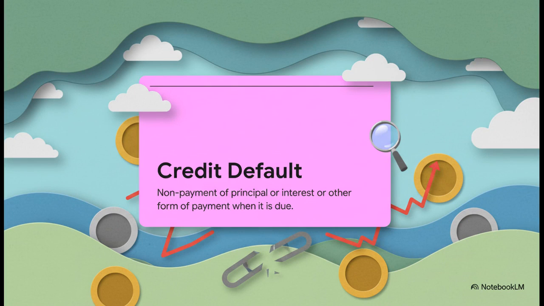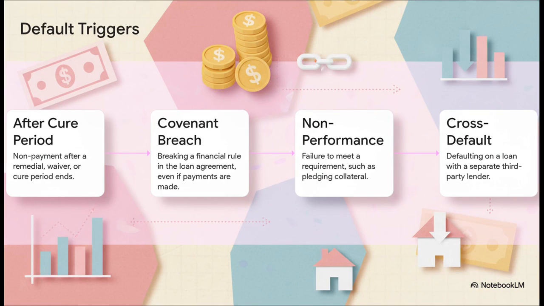Okay, so here's the classic definition, the one everyone knows: not paying your principal or interest when it's due. A payment date comes, the money doesn't show up. Seems straightforward. But in the real world of finance, that's just the tip of the iceberg. And this is where it gets really interesting. A company can be making every single payment on time, like clockwork, and still be in default. How? Well, maybe they breached what's called a financial covenant, like they agreed to keep a certain amount of cash in the bank, and they let it dip below that line.